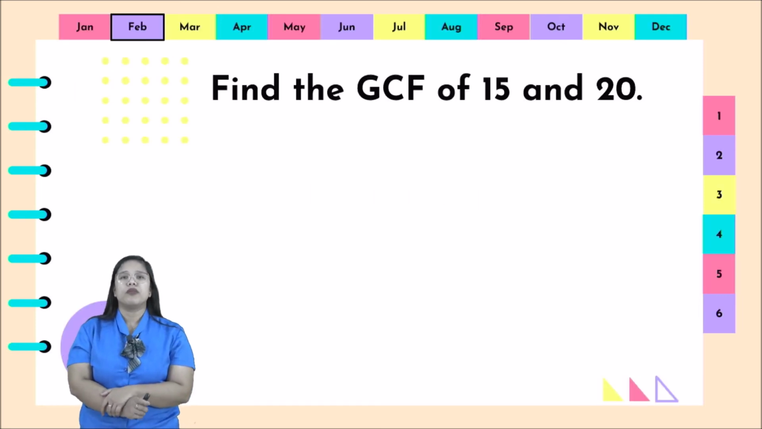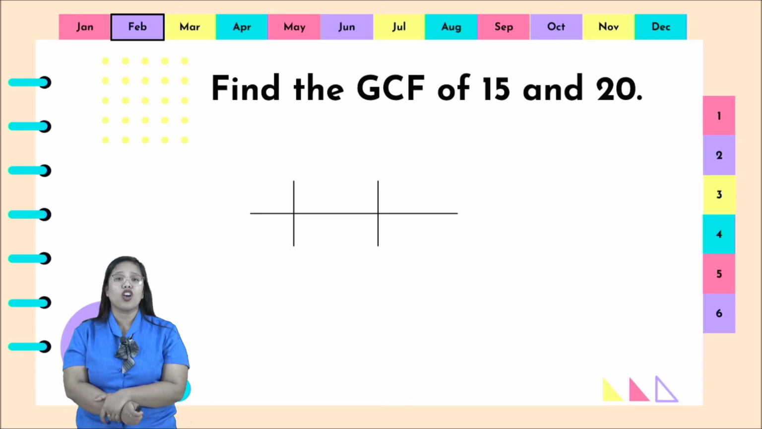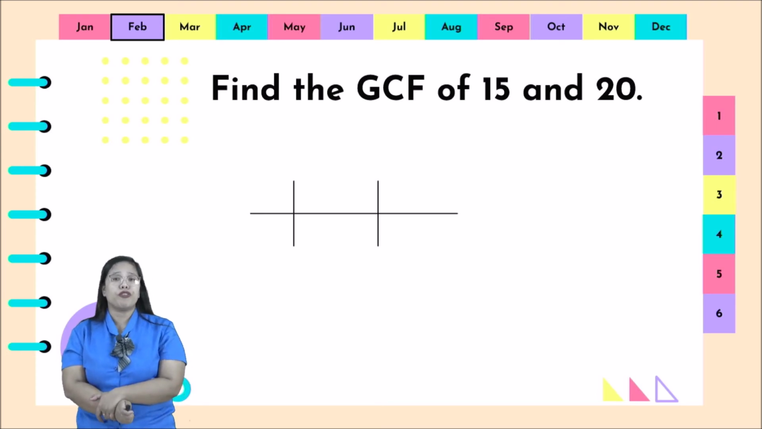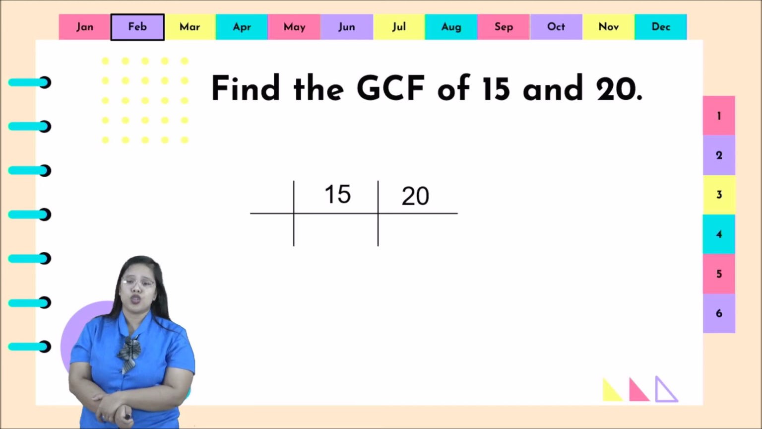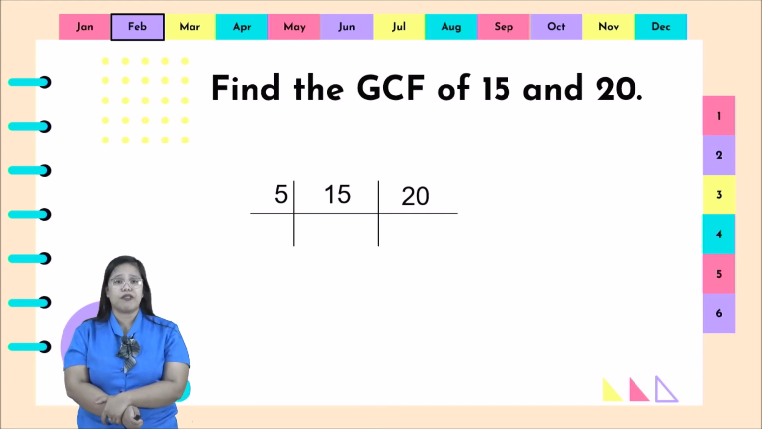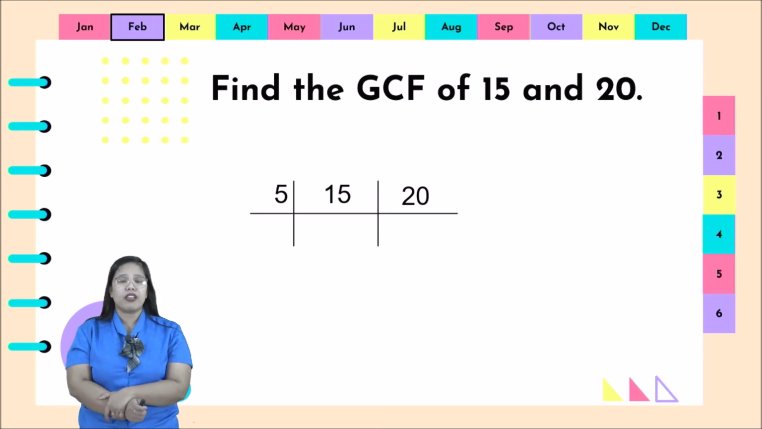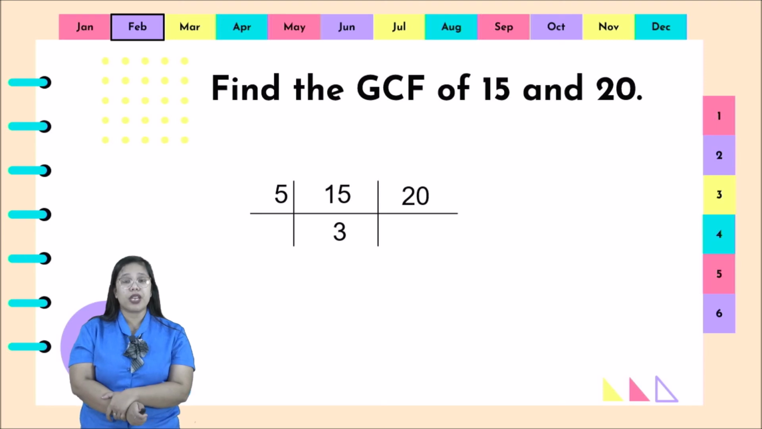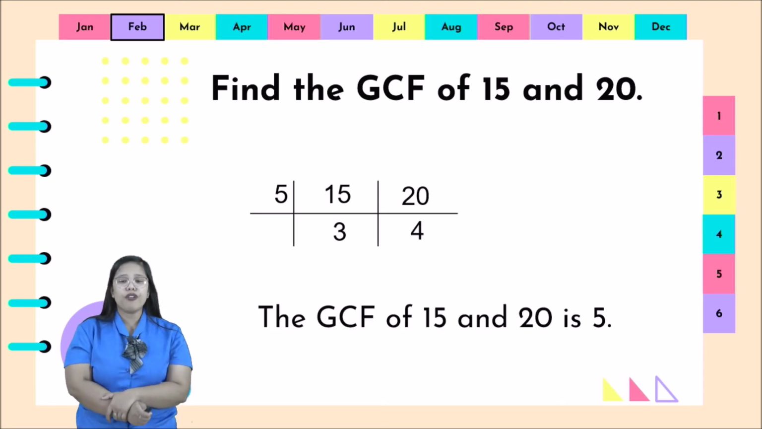Next one. Find the GCF of 15 and 20 using continuous division method. So we will put first 15 and 20 and then 5. We will divide 15 and 20 by 5. 15 divided by 5 is 3 and 20 divided by 5 is 4. Therefore, the GCF of 15 and 20 is 5.